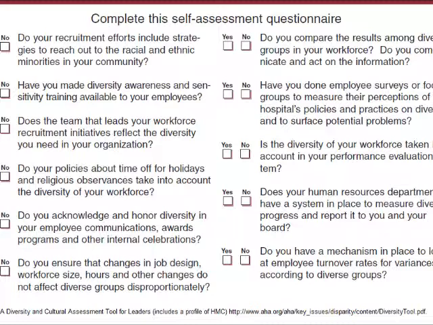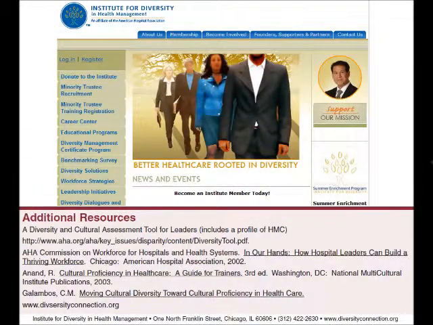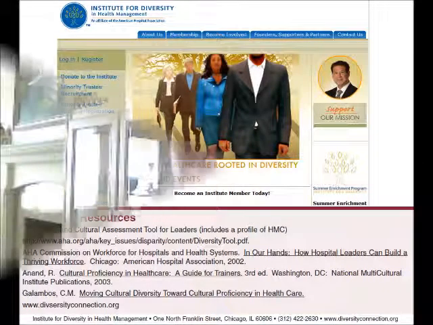If you are unaware of how committed your organization is to strengthening the diversity of your workplace, take this self-assessment to get a better sense of the issue. You can also explore the following resources from the Institute for Diversity and Health Management. Buena suerte. That's good luck in Spanish.